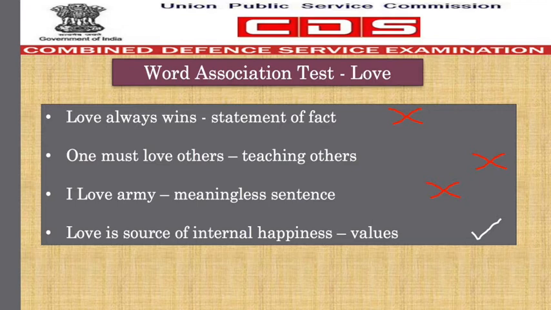Third thing can be I love army. Frankly speaking, it's a good thing, but actually in word association test, it's a very simple or ordinary word and hence it becomes meaningless sentence and hence not recommended. And finally, if somebody writes like love is source of internal happiness, so here again it's action oriented, it's a value based sentence and hence you should look for such type of sentences in whatever word has been given to you.